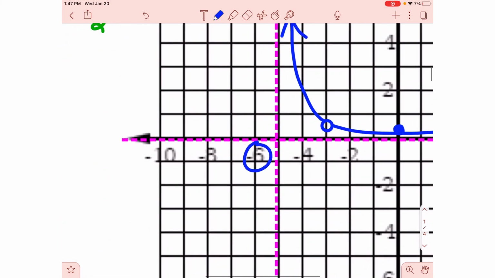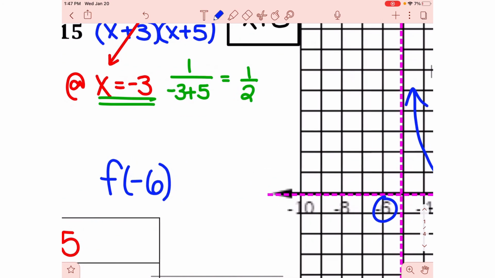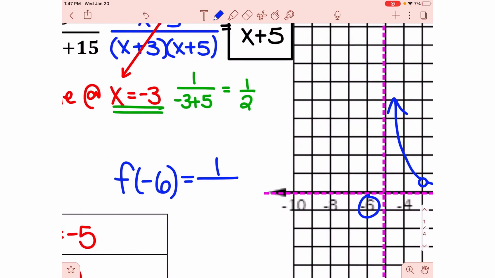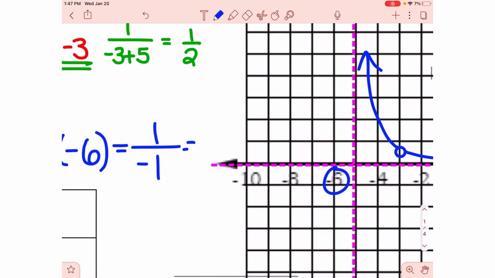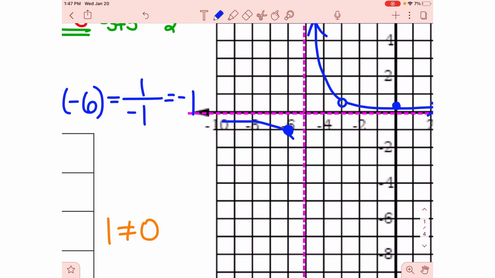Now, I don't know where the rest of the graph is over here, so I will find one more point. Let's do f of -6. Now, guys, you got to plug into the simplified version for this. So -6 plus 5 on the bottom is -1. So -6, -1 is a point, which means the rest of this graph is down here, and I'm done.